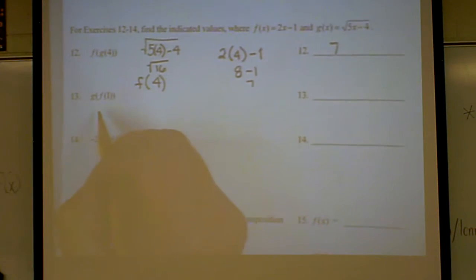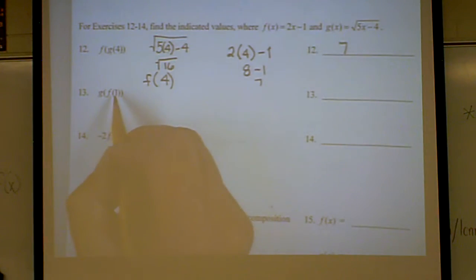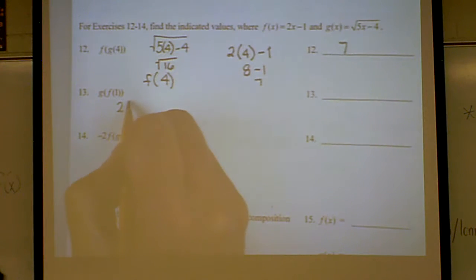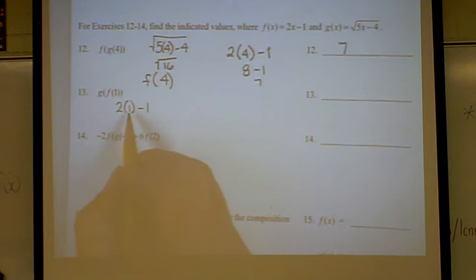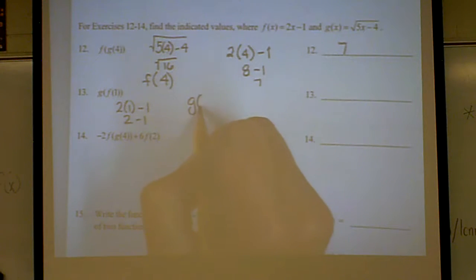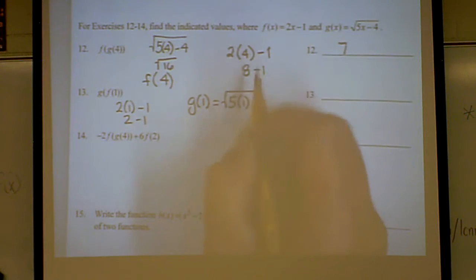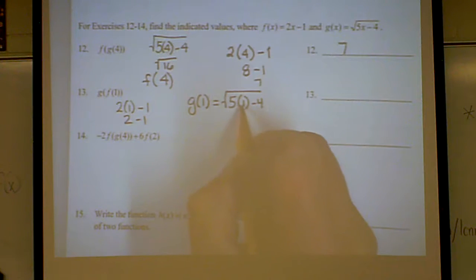For 13, you're going to plug 1 into the f function right here. So it's 2 times 1, and then minus 1. So 2 times 1 is 2. 2 minus 1 is 1. So then you're going to do g of 1, which is 5 times 1 minus 4. 5 times 1 is 5. 5 minus 4 is 1. The square root of 1 is 1.